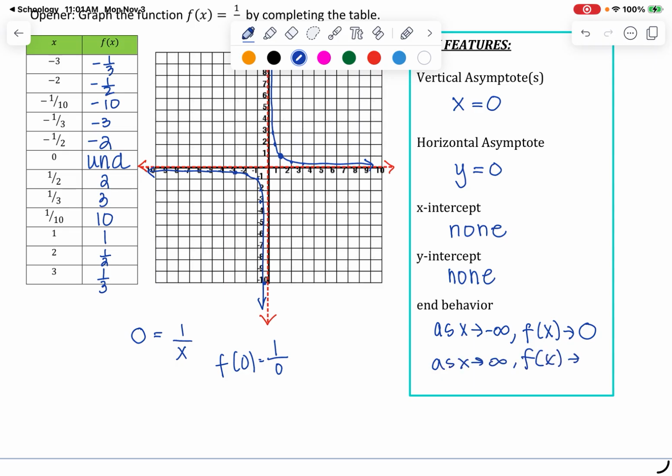As x approaches positive infinity, what's happening to your y values? If you look, the same thing's happening. This is getting closer and closer to the asymptote, so it's approaching the asymptote. So, long story short, if you have a horizontal asymptote, your function should be getting closer and closer and closer to that, so that's what your end behavior should be.